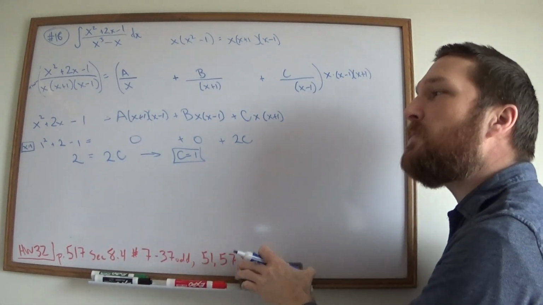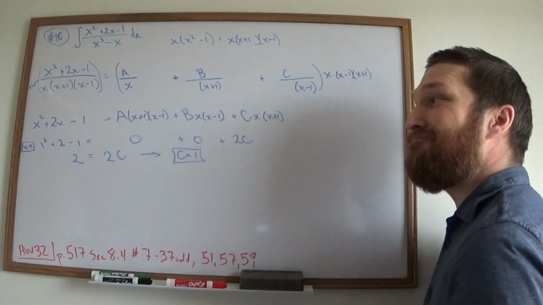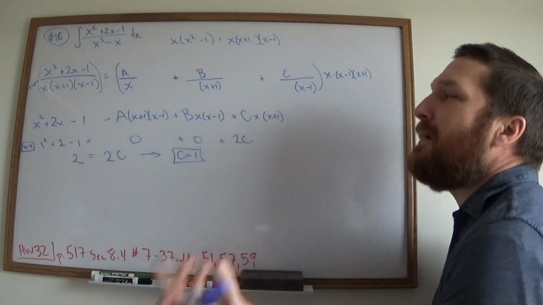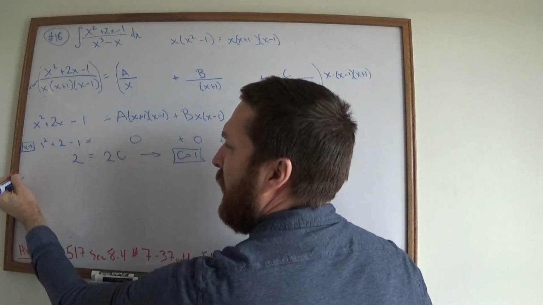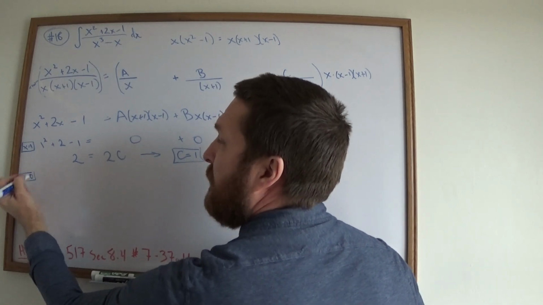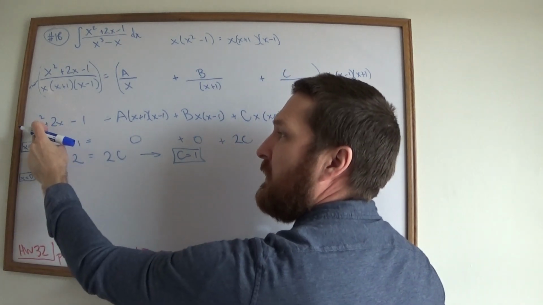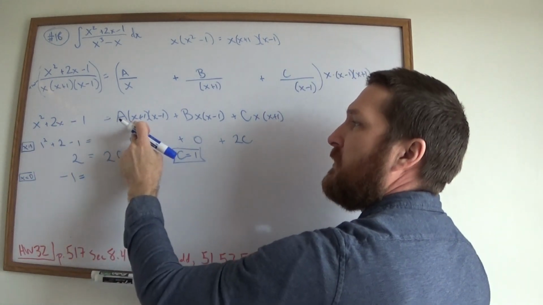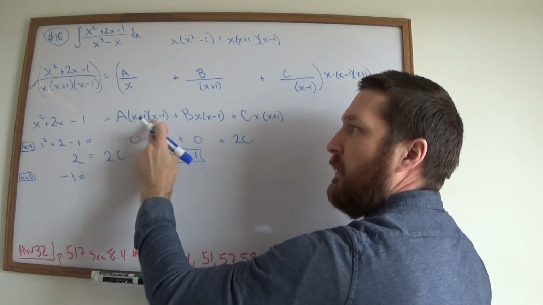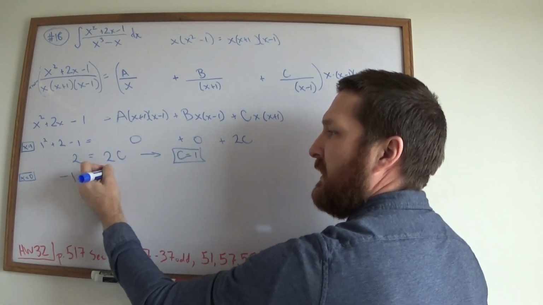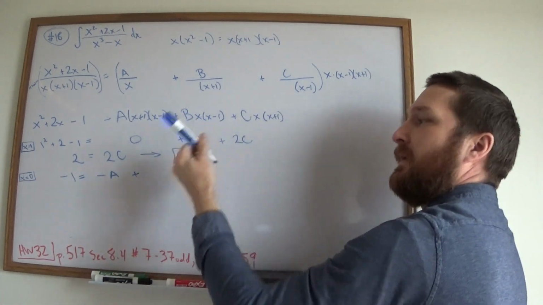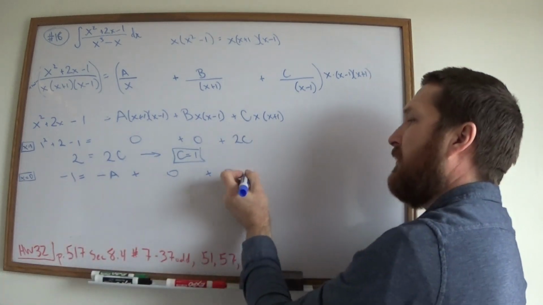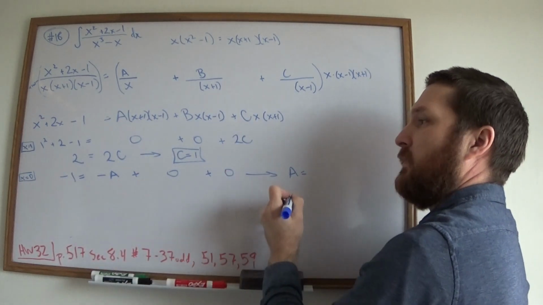Or we could choose which numbers make our lives easier. What's another number, given these, that might make your life easier? X equals 0 will help. So I'm going to plug in x equals 0 into here, and I get 0 minus 1 has to equal... okay, so plug in a 0 here, that gives me a 1. Plug in a 0 here is negative 1, so that works out to negative a. Plus, plug in a 0, we get a 0. Plug in a 0, we get a 0. So negative a equals negative 1 means that a equals 1.